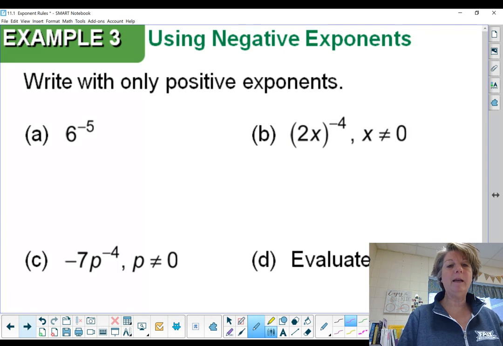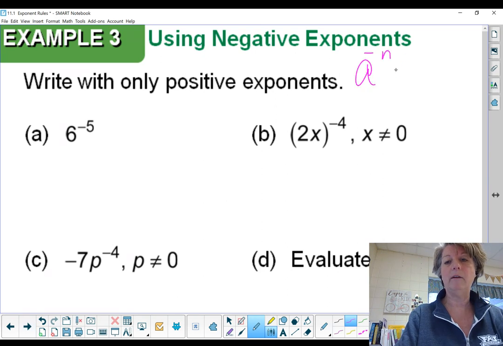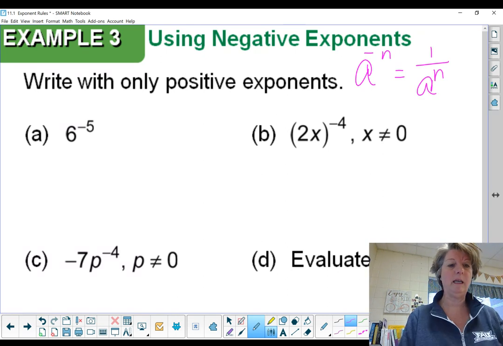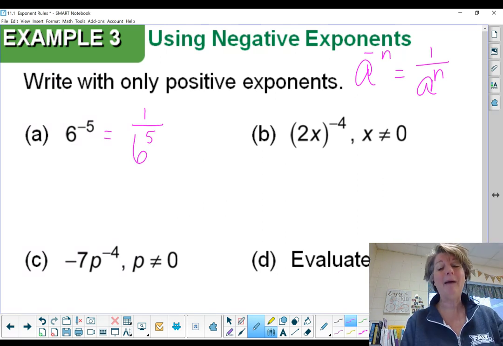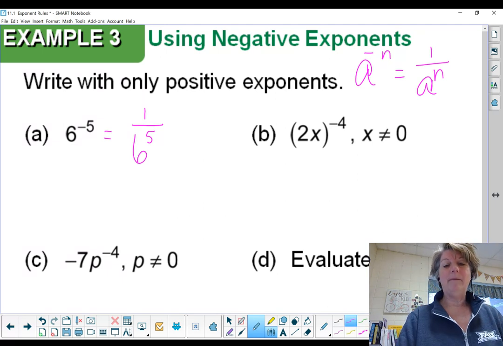Working with negative exponents, this would be the rule that looks like a to the negative n equals 1 over a to the n. So that's the rule I'm using. I'm going to make this then 1 over 6 to the 5th. And 6 to the 5th is going to be a pretty large number. So I think we'll just call it good right there and not expand it.